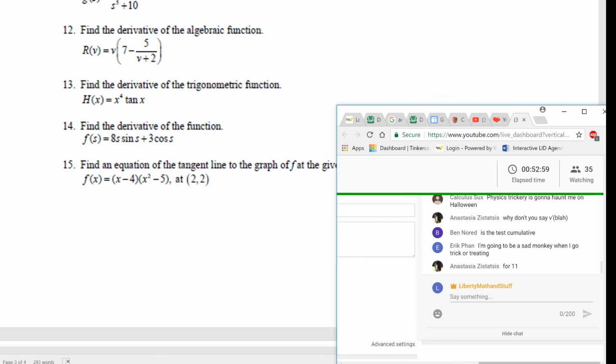Do we get calculators on the test? Yes, for like, I don't know, 8 of the questions, and like for 17 you don't. It's usually about 2/3, 1/3 on the calculator.